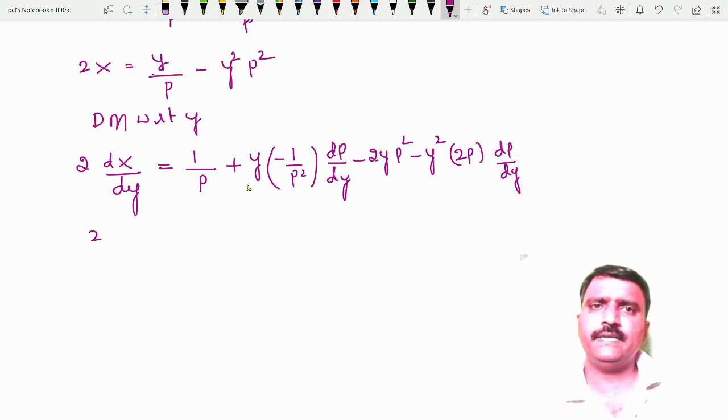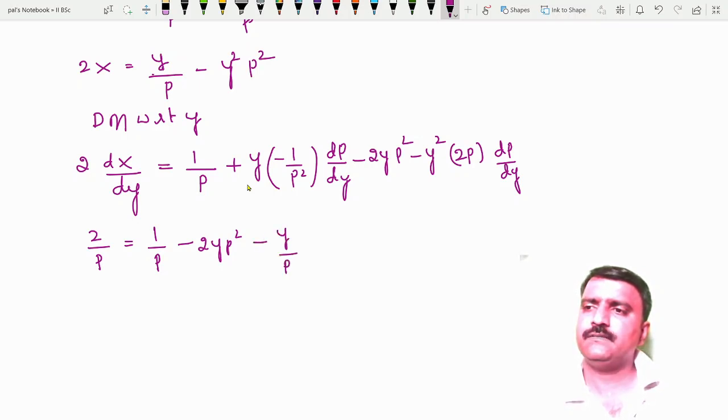So on the left hand side you write this dx by dy. You know that dy by dx is p, so dx by dy becomes 1 by p. So it is 2 by p is equal to, this is 1 by p, and it does not consist of dp by dy. So you write this first, minus 2y into p square. Okay, so next minus y by p square into dp by dy. Next minus 2y square p into dp by dy.